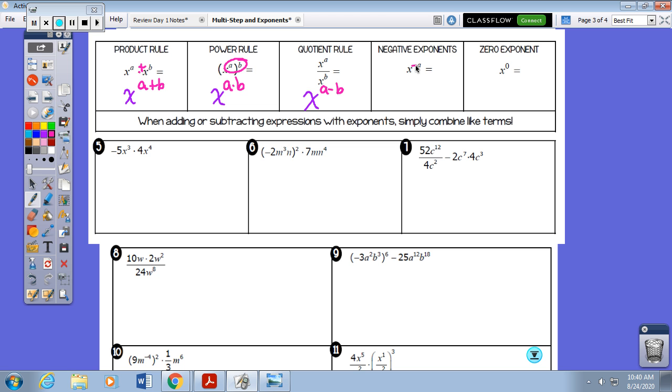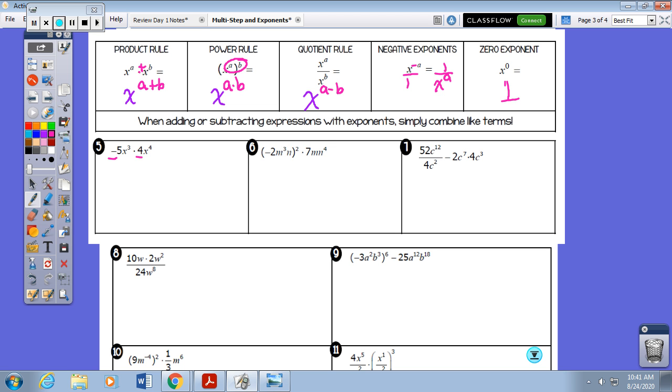Now this negative exponent one is kind of like a special case. It's one you have to memorize. It's going to shift it to the bottom. Right now this is x to the -a over 1. We're going to switch it. We're going to put 1 over x to the a, and that's going to make that positive. And then x to the 0 is 1. Always. Anything to the 0 power. So let's go over a few of these.